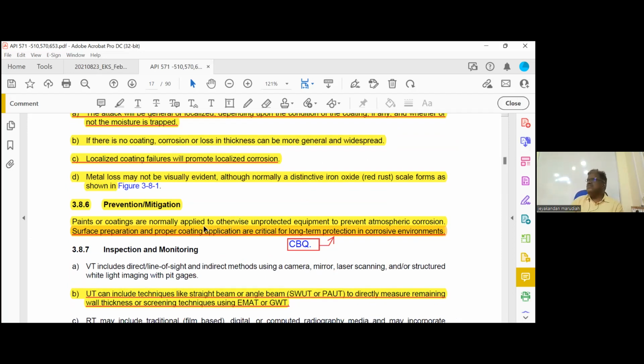We cannot change the atmosphere. So what do we have to do? Proper surface preparation and coating application. Okay, this is another important point. Surface preparation and proper coating application are critical for long-term protection in a corrosive environment. That is very important. Close book question.